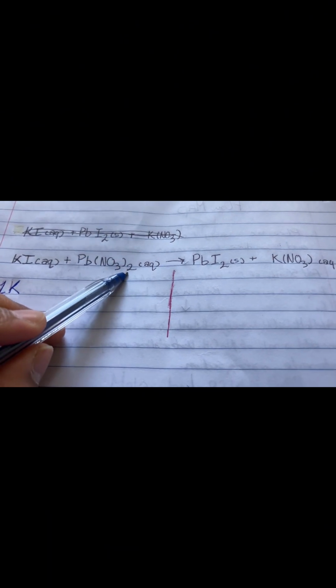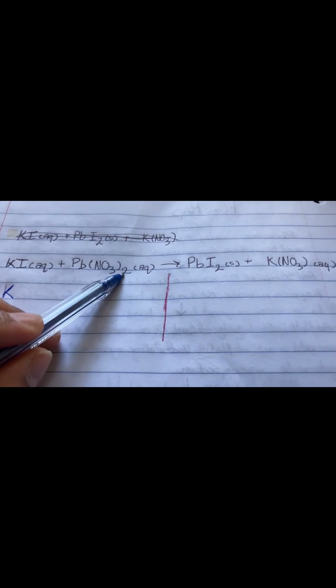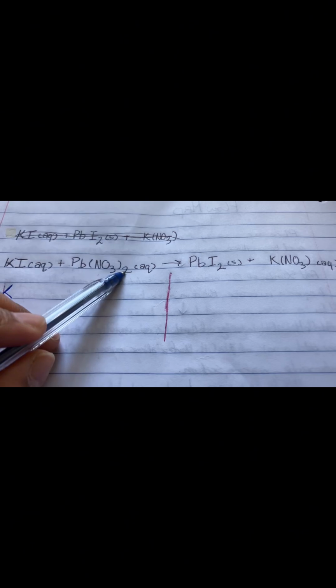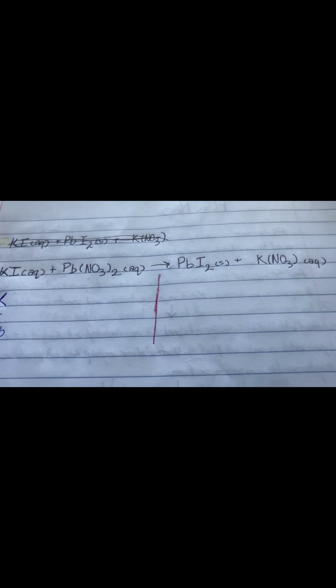And then for the nitrate, there's only 1, but this subscript number 2 means that there is 2 of this polyatomic atom. So that means there are 2 nitrate atoms. So it's much easier not to split them apart, because it is not split apart on the product side. So let's not split it apart on the reactant side. That way it's easier to find the answer.